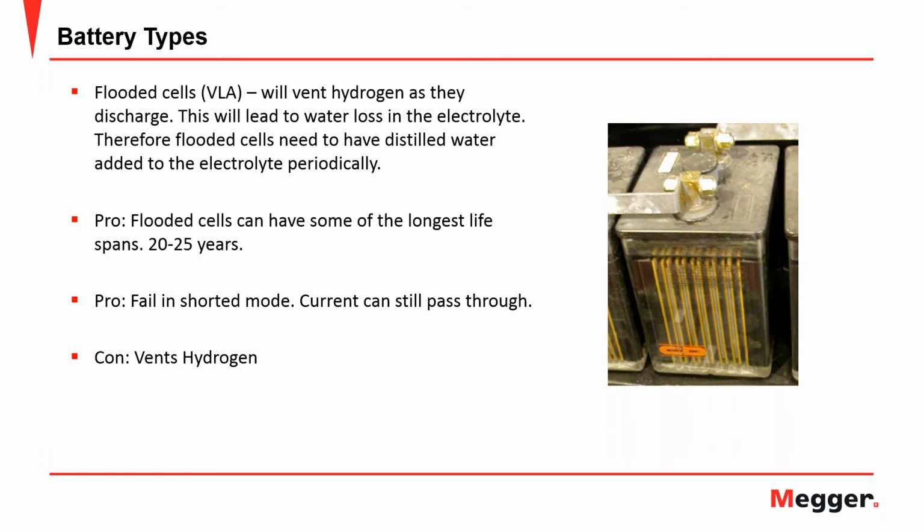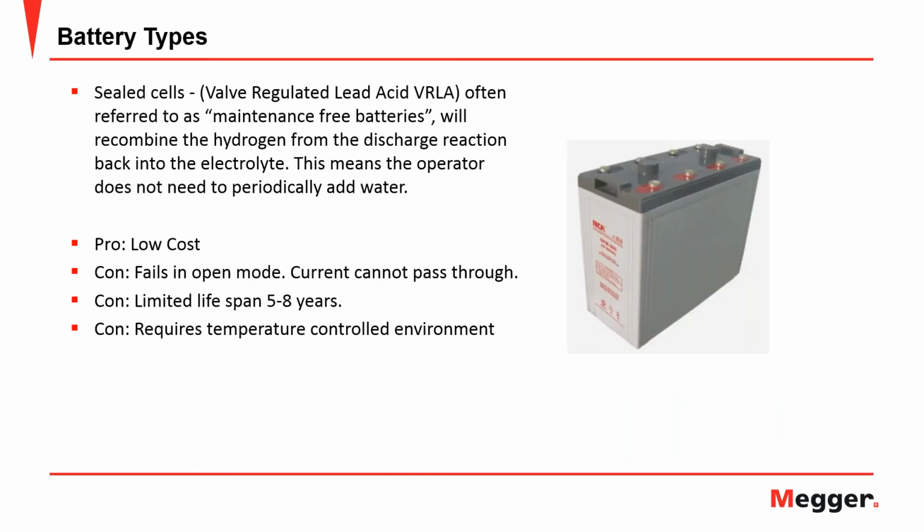The con is it vents hydrogen gas. Now, when we hear about this, we always think of the Hindenburg. Well, hydrogen is the lightest gas in the periodic table, so it not only rises very quickly, but it disperses very quickly. So the real thing we want to make sure of is that when we use these, we have some sort of ventilation in the room. That's really all we need, is some good ventilation. And it would be best to have a hydrogen detector as well to be on the safe side. Sealed cells are valve-regulated lead acid batteries, also referred to as maintenance-free, which ironically, they sort of require the most maintenance.